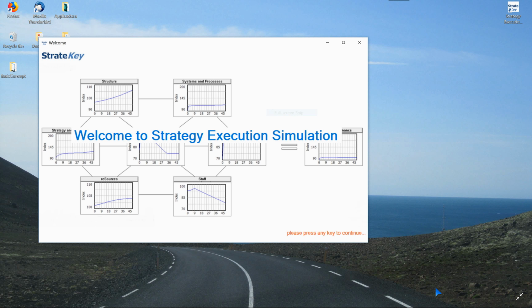In this sequence, our topic is Basic Concept. The basic concept of SES rests on two pillars. One of them is the so-called system dynamics, and the other one is Higgins' 8S model.